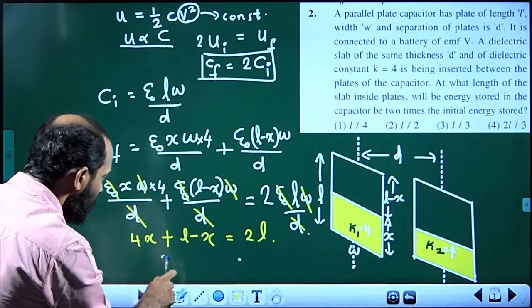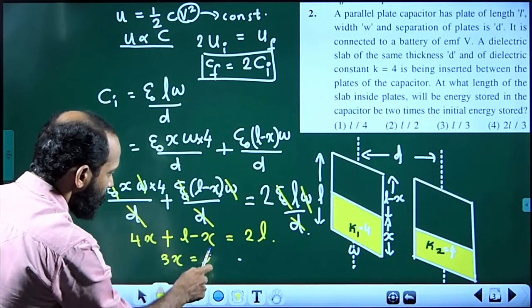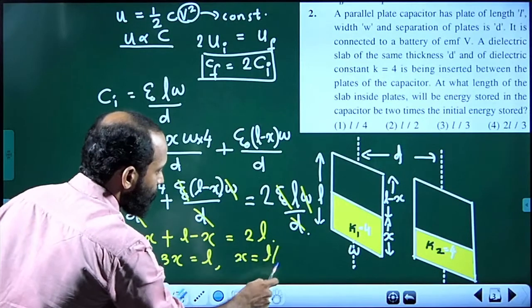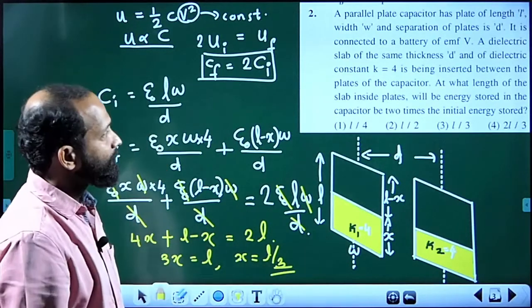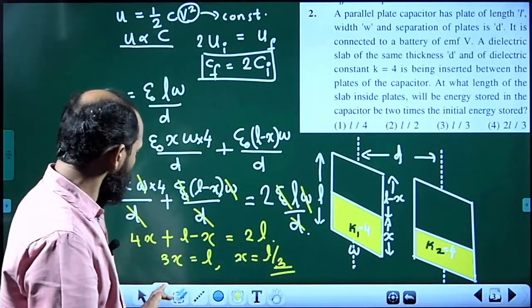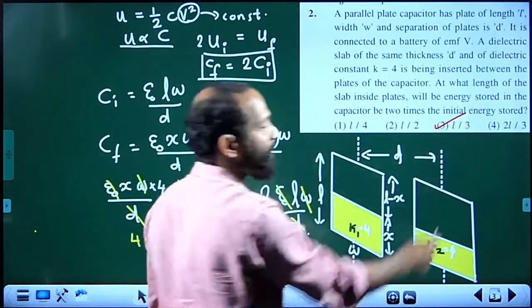Now this can be written as 4x plus L minus x is equal to 2L. That is 3x is equal to L. So x is equal to L by 3. That means the answer is x equals L by 3. Option 3 is the right answer.